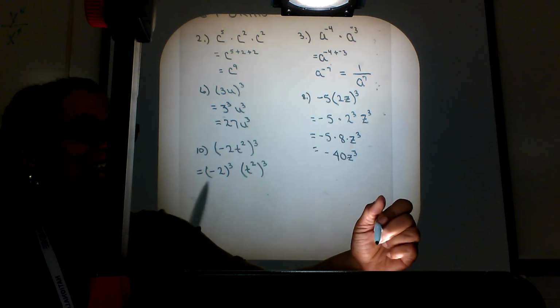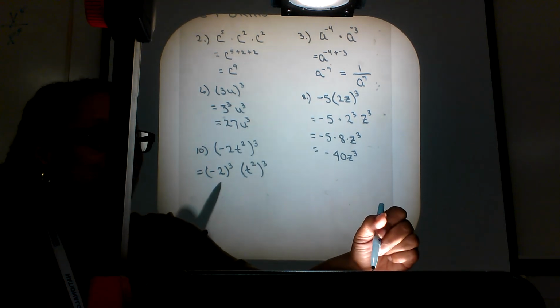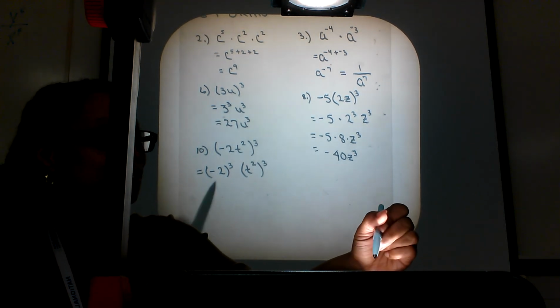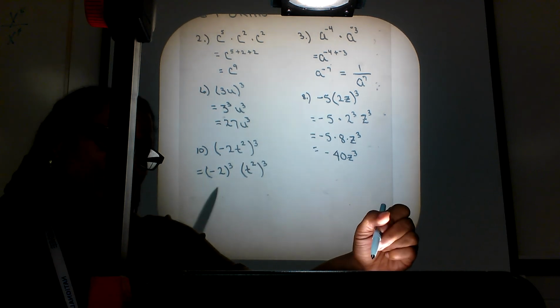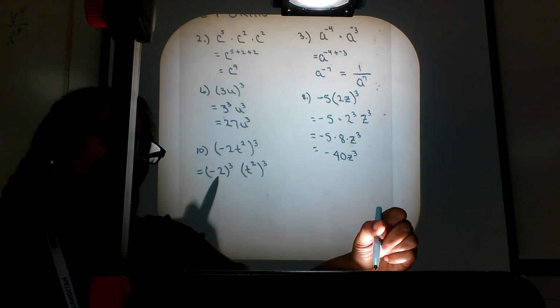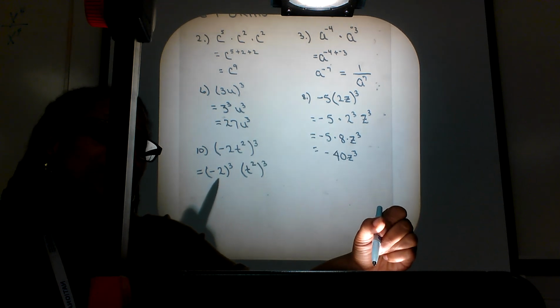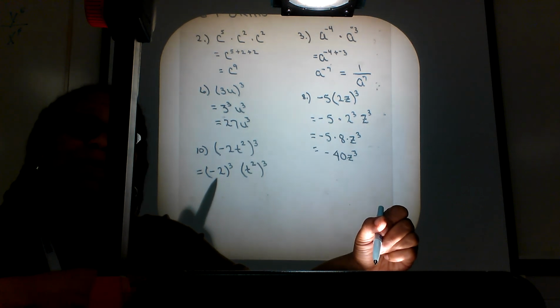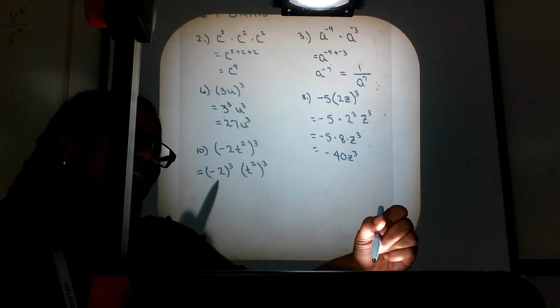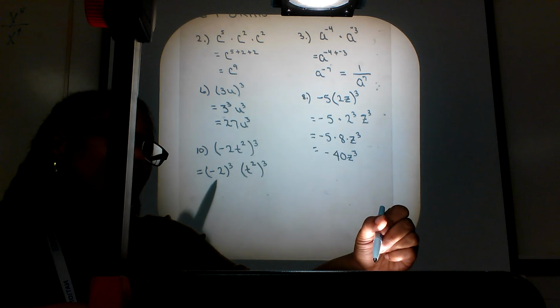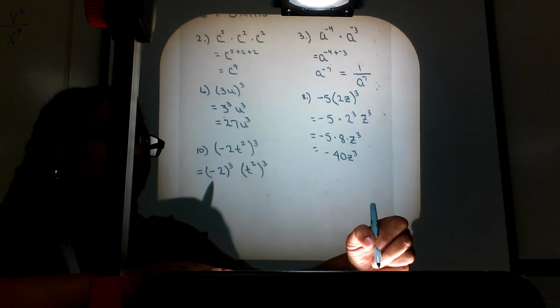I have negative 2 times negative 2 times negative 2 inside here. I have 3 negative 2's in here, so you gotta be careful. A negative times a negative gives me a positive, times another negative gives me a negative. So I know my answer is gonna be negative. And 2 times 2 times 2 is 8. Negative 8.